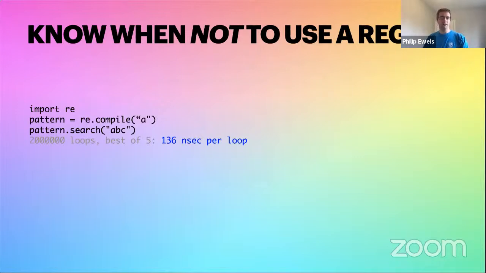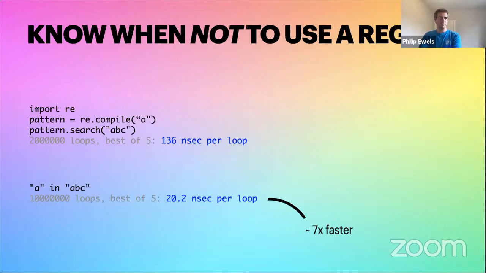Also think about whether there's easier ways within the base code library to do what you're trying to do, especially if you have a super simple regular expression. Here is a little bit of benchmarking I was doing this morning, timing how long it took to search for different things. This is in Python, and I'm searching the string ABC to see if the letter A is in there. It averages about 136 nanoseconds per search, which is very, very fast. However, if I just do this with Python native, 'is A in the string', it's 20 nanoseconds, which is 7 times faster.